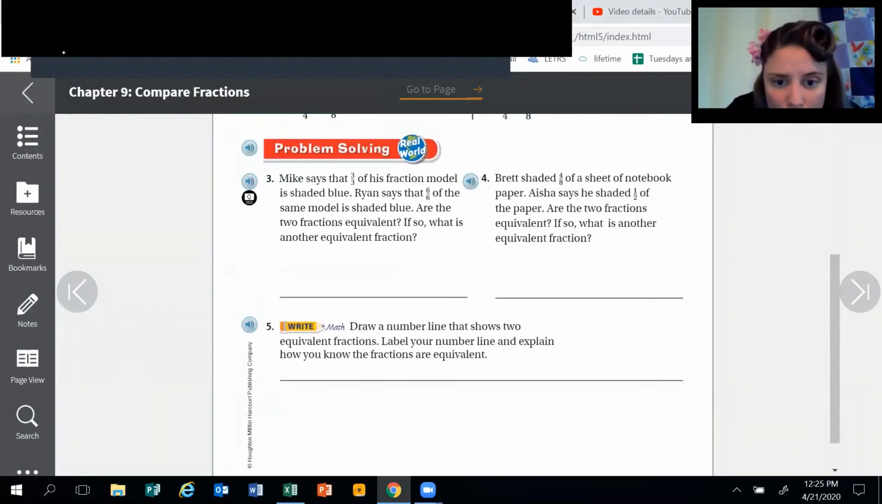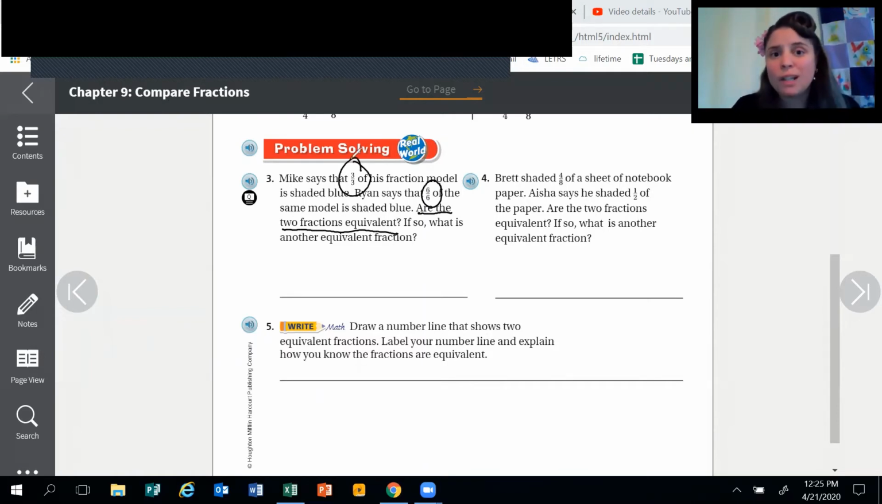And yes, you do have to do number 5. Mike says that 3/3 of his fraction model is shaded blue. Ryan says that 6/6 of the same fraction model is shaded blue. Are the two fractions equivalent? If so, what is another equivalent fraction? So it wants to know, are the two fractions equivalent? Okay, so these are our fractions.